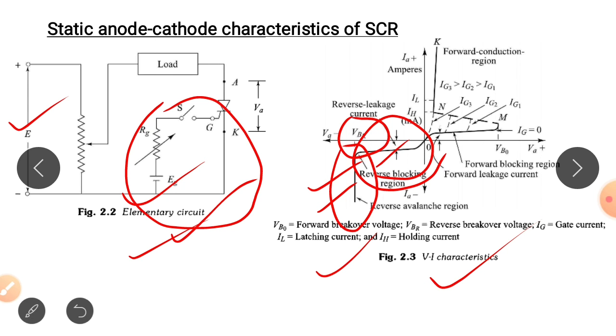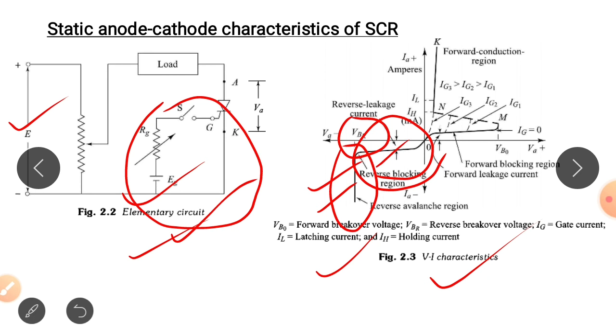The reverse voltage applied across the thyristor is always less than VBR, and in this case the device offers a high impedance in the reverse direction. So this state is the off state of SCR. Next, we come to the forward blocking mode.